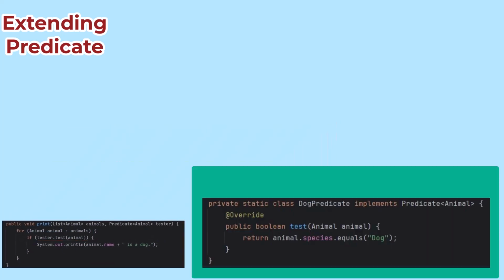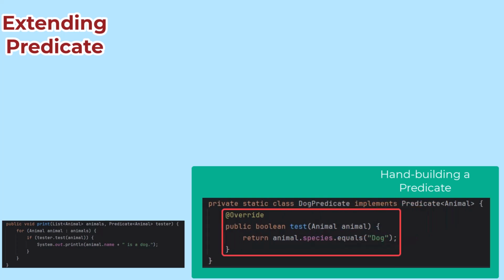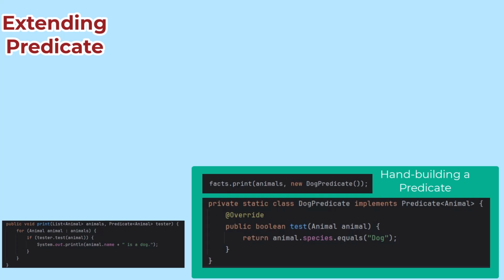As a first pass, we can build a dog predicate class that implements predicate with our generic being animal. All we have to do is build the test method that contains our condition. Then, anyone can print dogs like this. And remember that our print method is using that test method of the predicate to decide which to print. If we used that predicate lots of places, that might be a great solution.